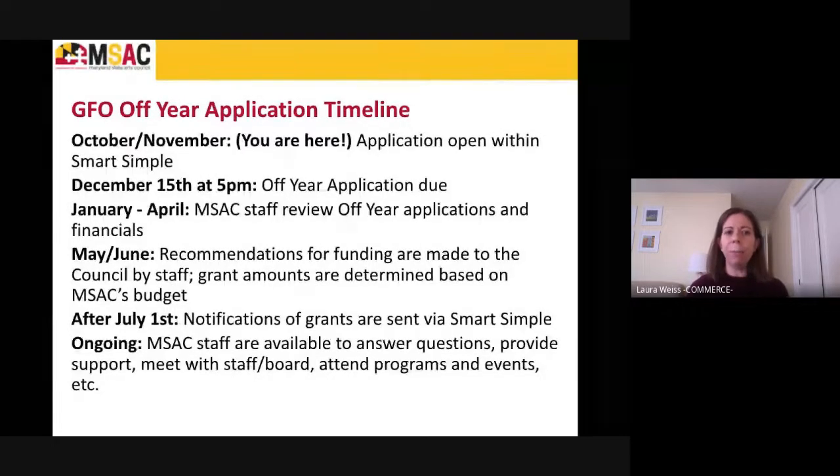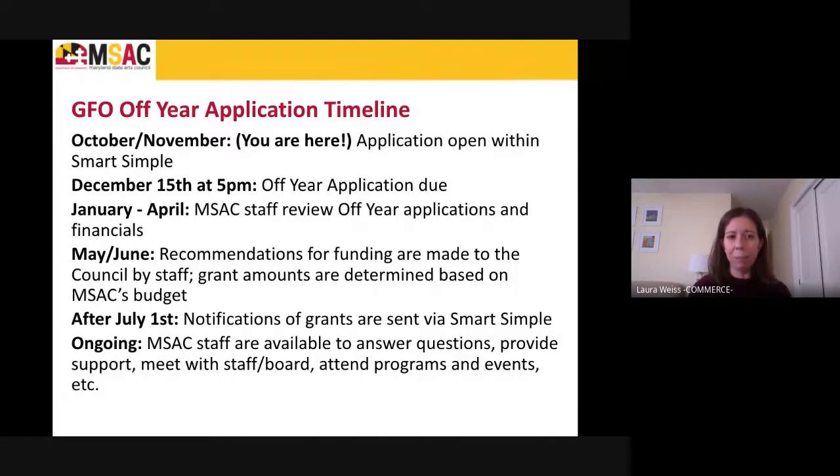Here is just a breakdown of what to expect in the next year. Right now, applications have been open for quite a few weeks in Smart Simple. You should be taking a look at those. Hopefully you're starting to complete those, enter your financials, all of that fun stuff. All of that is due within Smart Simple on December the 15th at 5 o'clock p.m. You must click submit by 5 o'clock p.m.